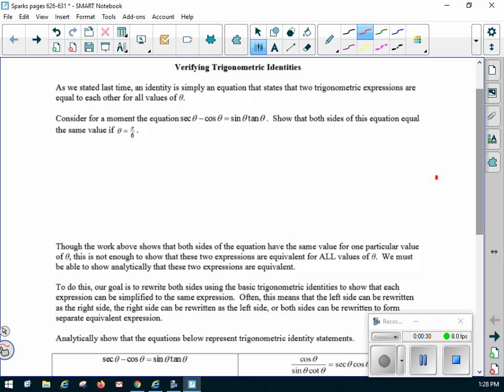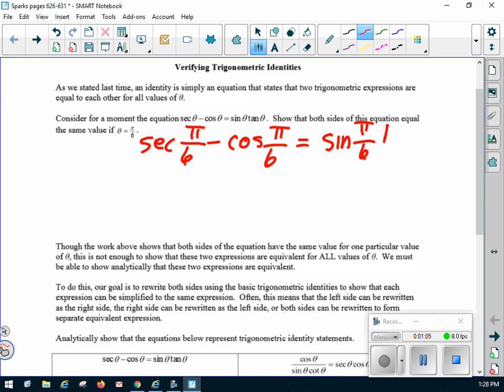So let's have a look here. As we stated last time, an identity is simply an equation that states that two trig expressions are equal to each other for all values of theta. Consider for a moment that equation. Show that both sides of that equation equal the same value for pi over 6. So we're going to substitute pi over 6 in there. So we're going to write secant of pi over 6 minus cosine of pi over 6 equals sine of pi over 6 times tangent of pi over 6.